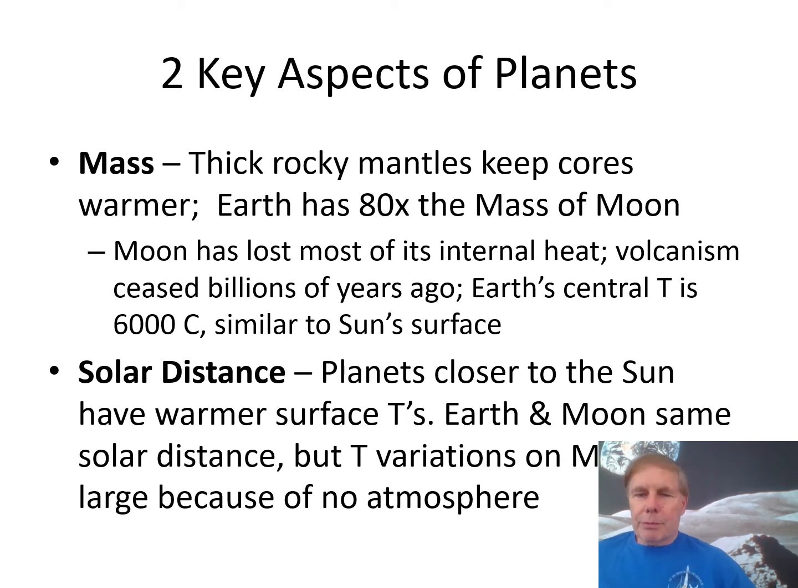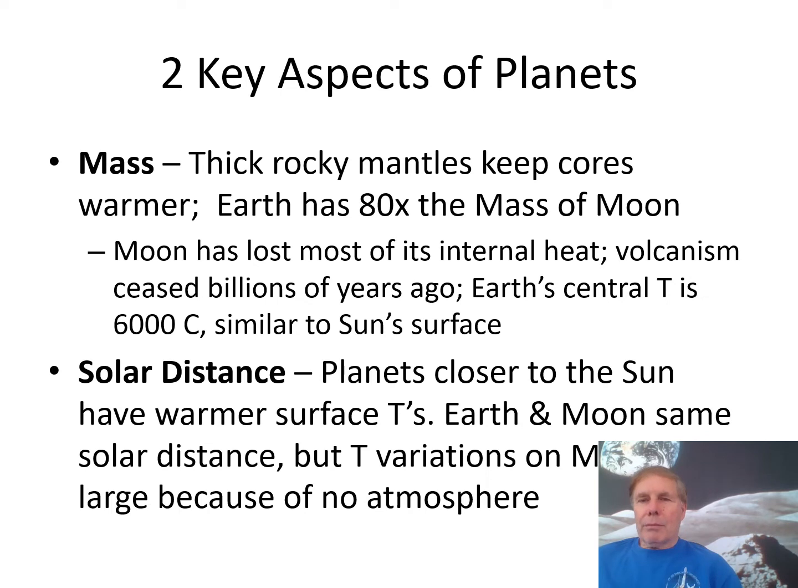Here's the two key aspects of planets right here, friends, that you need to know about. There's only two. The first is mass. The bigger the planet, the warmer it tends to be in the core because it's better insulated. For example, the Earth has 80 times the mass of the Moon, so that means the Moon has a little over 1% of the Earth's mass. So the Moon should have very little of its original heat left, whereas we know the Earth has a lot because the central temperature of the Earth has been measured at 6,000 degrees. That's pretty hot for a world that's been cooling off for 4.5 billion years.